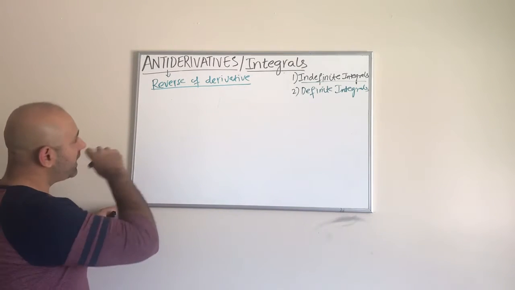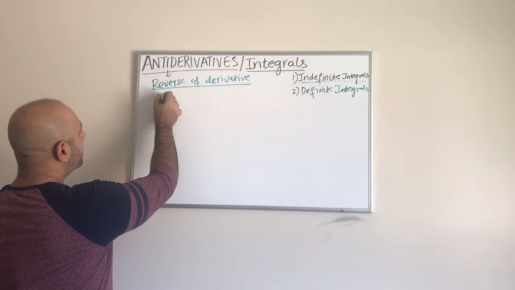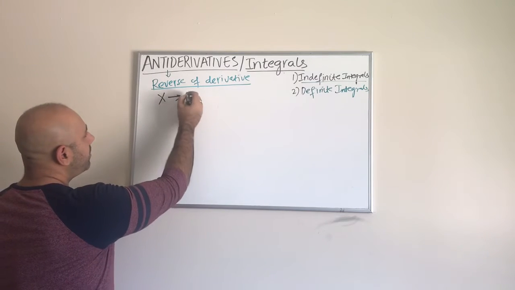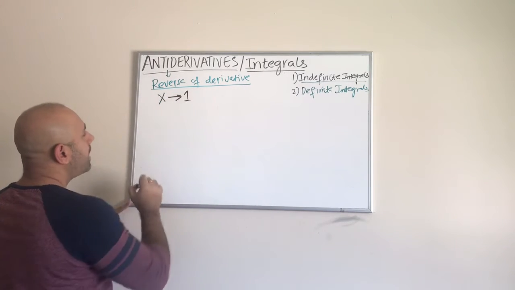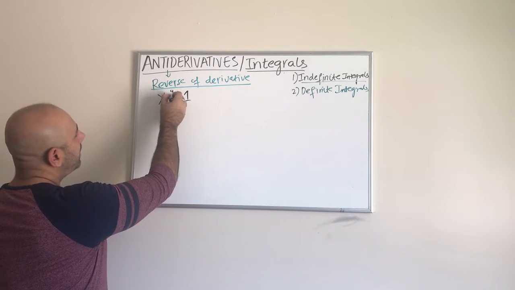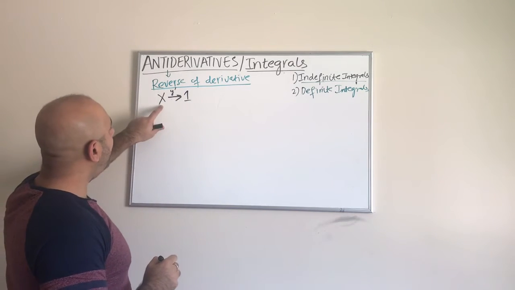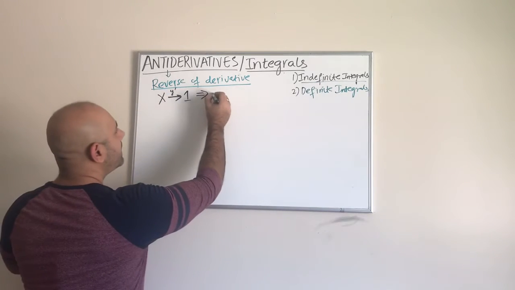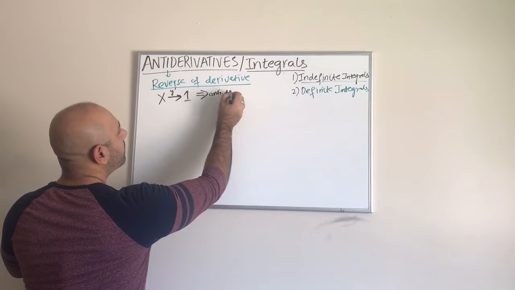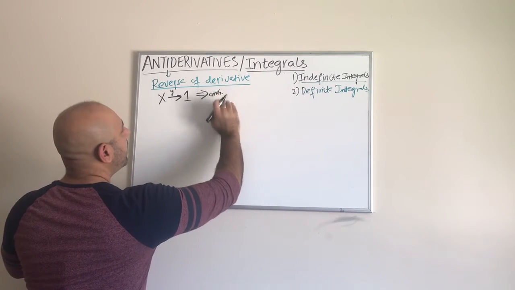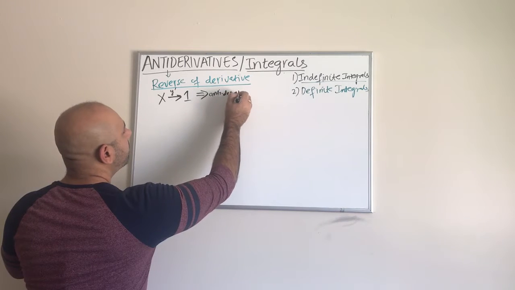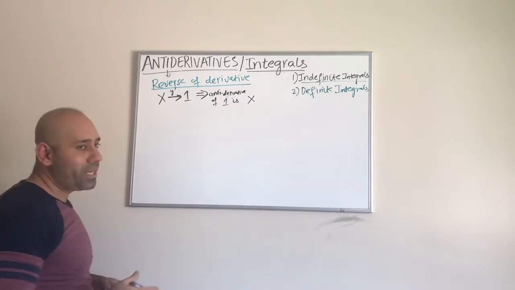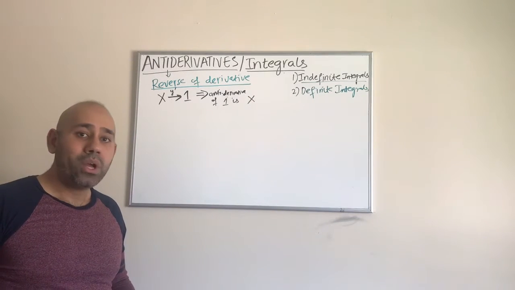I'm going to start with a simple example. Let's say we have a simple function, an x function, a linear function, and we try to find the derivative of that linear function. We already know that the derivative of that is simply 1. So if the derivative of x is 1, then that implies that the antiderivative of 1 is x. That is the whole idea of the antiderivative. It is the reverse process of a derivative.